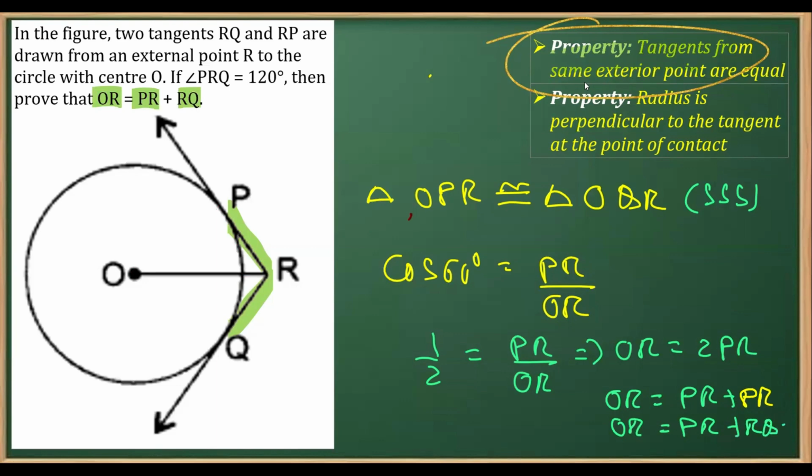RQ. And hence it is proved. So the two properties we applied here: number one, the radius is perpendicular to the tangent at the point of contact, and the other property used here is that tangents from the same exterior point are equal. But don't forget, I have experienced that mostly in case of triangles and trigonometry, the application of trigonometry with triangles and circles is there. Now let's move to the next question.